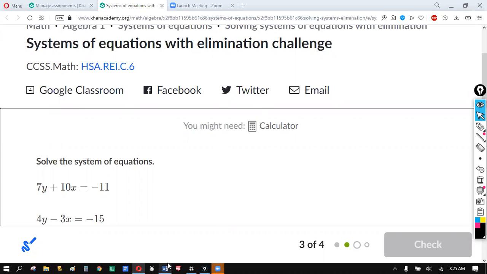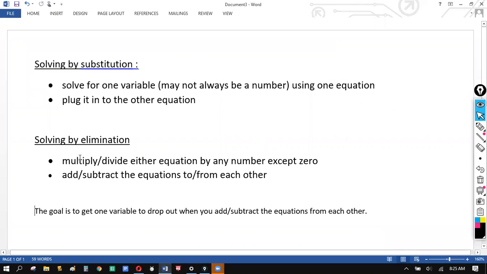All right, just a reminder for elimination, the two things you're allowed to do: you can multiply or divide either equation by any number except 0, and you can add or subtract the equations to and from each other. Again, the goal is to get one variable to drop out when you add or subtract the equations from each other. Okay, so let's see.